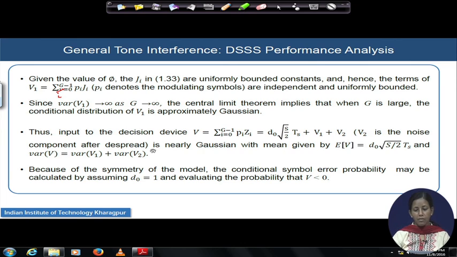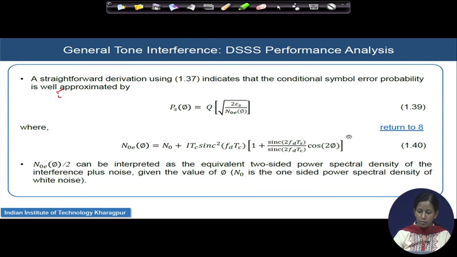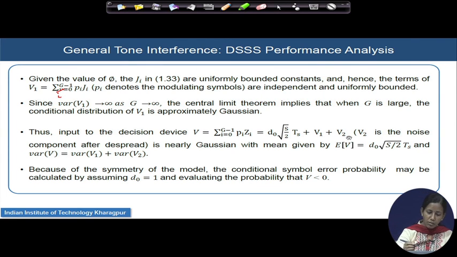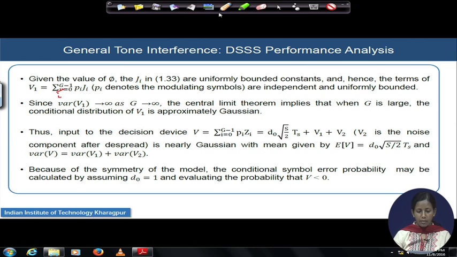By applying the central limit theorem, we can see that when G is very large, V1 can be approximated by a Gaussian distribution. Thus, the input to the decision device, V, which is a combination of these three terms, will have a distribution that goes towards the Gaussian distribution. The noise has a Gaussian distribution, and this term also shows a Gaussian distribution when G is very large.